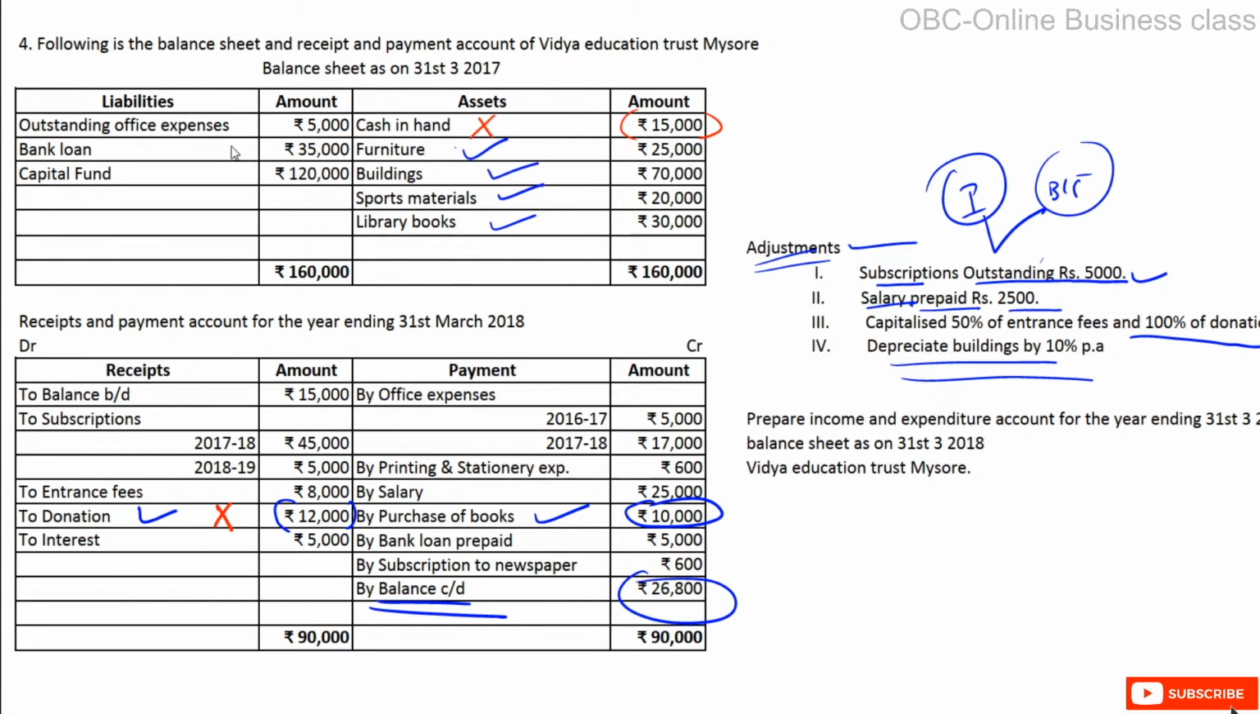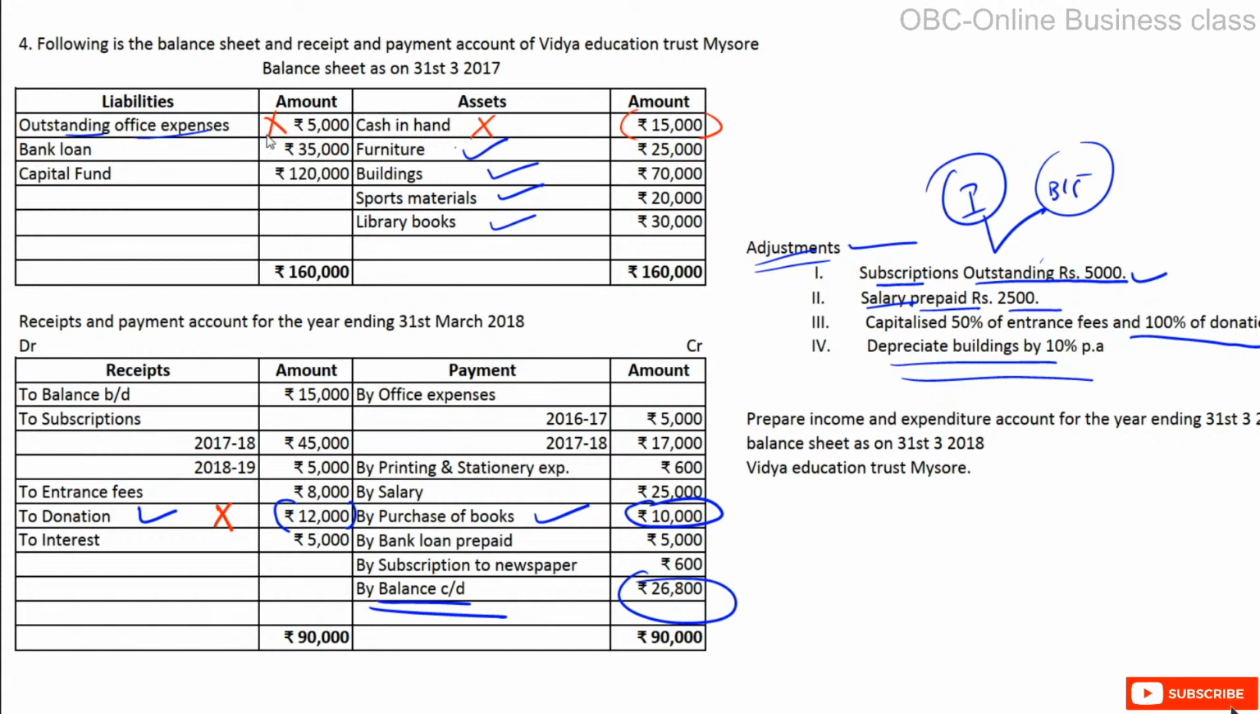Now moving on to the liability side. Come back to the balance sheet of the last year. On the liability side, we have an outstanding office expenses. This is already posted. It's last year's. Don't worry about it now. If there is any advance or any outstanding given in the adjustment, only that time you should consider it. So don't post this 5,000 anywhere.